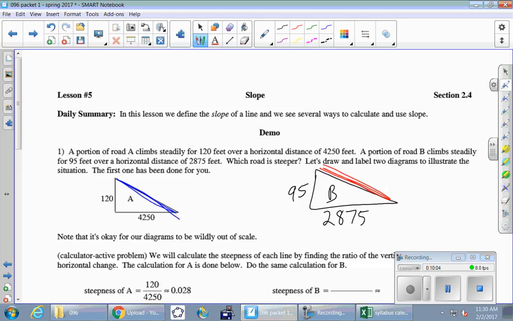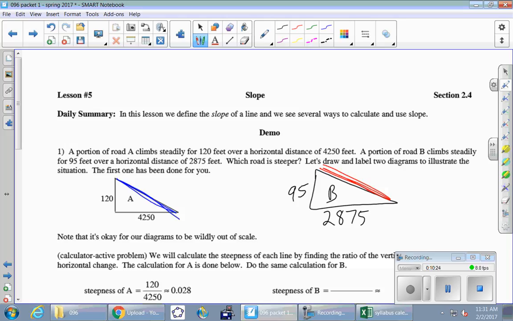Okay, so we've got these two roads here, and I'm going to ask a couple of questions. Which one has the bigger vertical climb, A or B? A climbs 120 versus B, which only climbs 95. So if we just look at that number, it might feel like A is going to be steeper because it has a larger vertical climb.